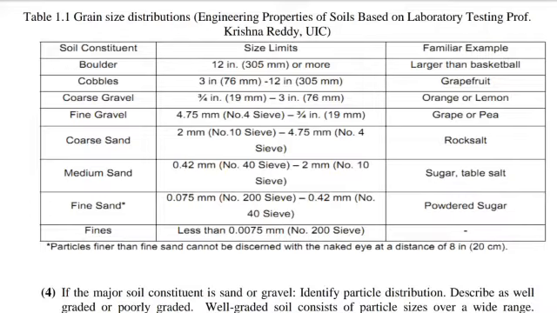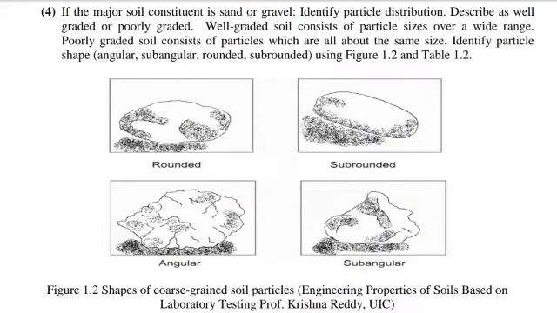Familiar example: powdered sugar. Soil constituent: fines. Size limits: less than 0.075 mm, number 200 sieve. Particles finer than fine sand cannot be discerned with the naked eye at a distance of 8 inch, 20 cm. 4. If the major soil constituent is sand or gravel, identify particle distribution.